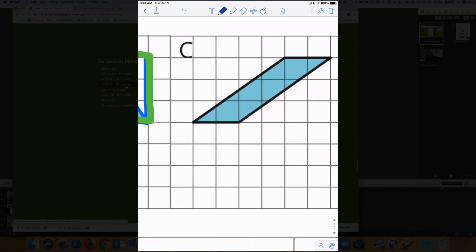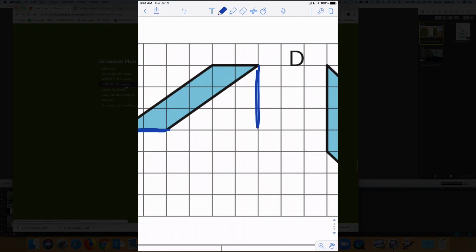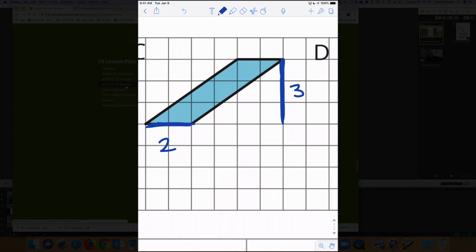All right, and so let's keep going. Let's take a look at C. Well, C has a base of 2 and a height. Oh, this is a little tricky. Here's our height of 3. Base of 2, height of 3. Now, how do I know that that's the height? Because it's perpendicular to both of the two parallel bases, right? So the base up here, and then the base down here, this line right here is perpendicular to both of them. So my base is 2, my height is 3.